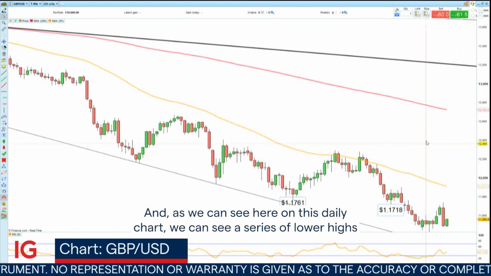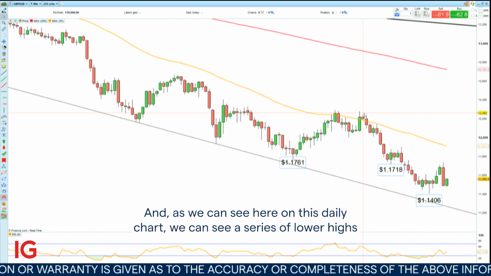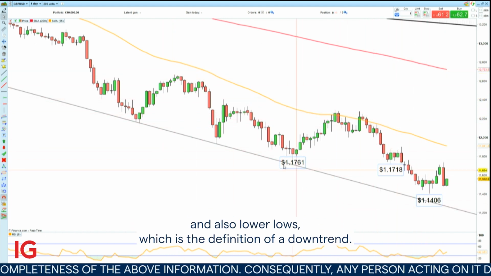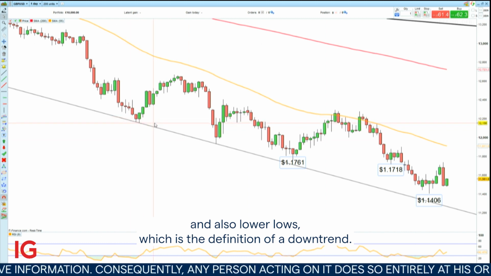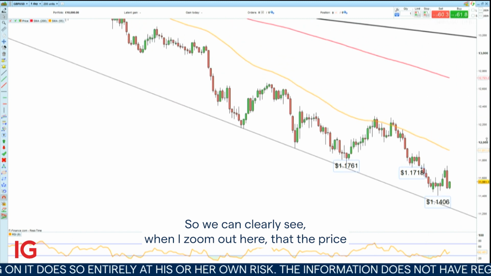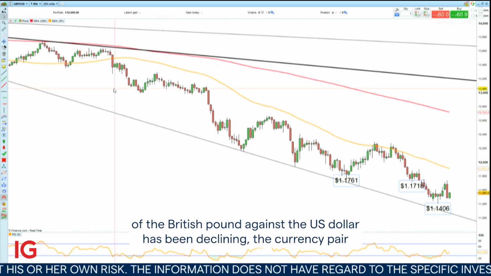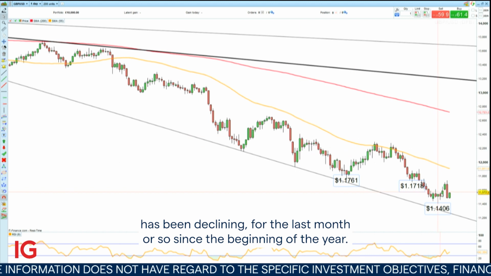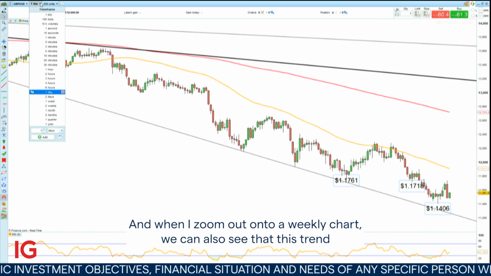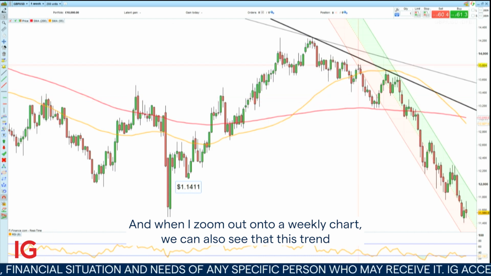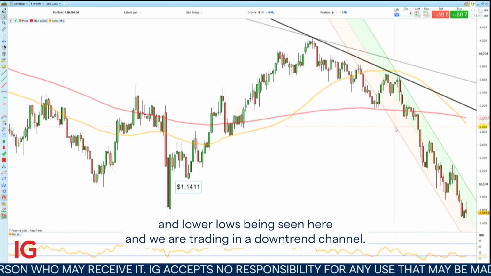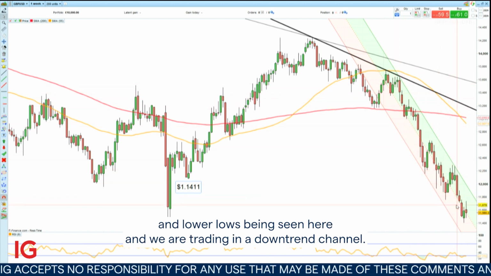And as we can see here on this daily chart, we can see a series of lower highs and also lower lows, which is the definition of a downtrend. So we can clearly see when I zoom out here that the price of the British pound against the US dollar has been declining. The currency pair has been declining for the last 10 months or so, since the beginning of the year. And when I zoom out onto a weekly chart, we can also see that this trend has clearly been intact on the weekly chart, with lower highs and lower lows being seen here. And we are trading in a downtrend channel.